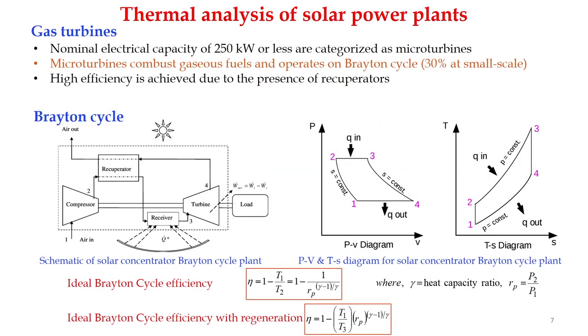let us discuss the Brayton cycle. It is a gas turbine, an air standard cycle, and mostly micro turbines are used for solar thermal power generation systems. In case of micro turbines, the nominal electrical capacity is about 250 kilowatt or less. These turbines combust gaseous fuel and operate on the Brayton cycle. Its efficiency is close to 30% at small scale, and high efficiency is achieved due to the presence of recuperators.